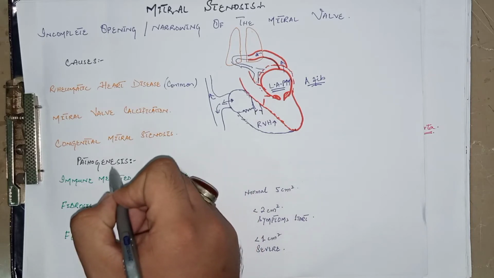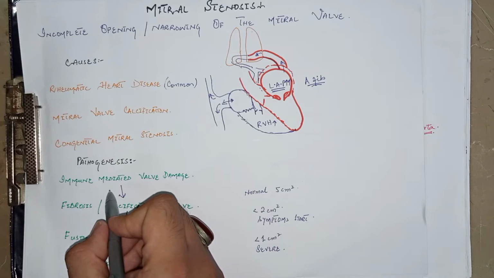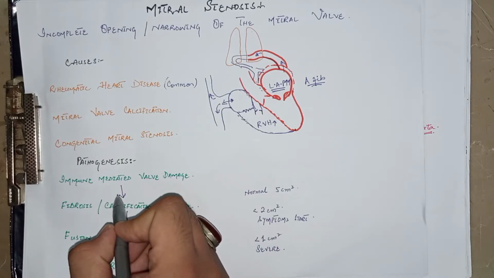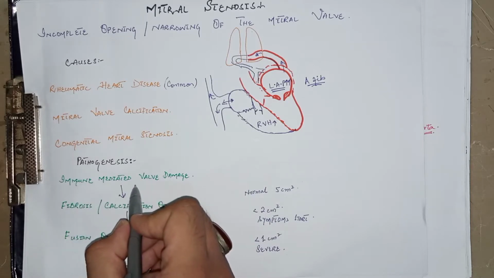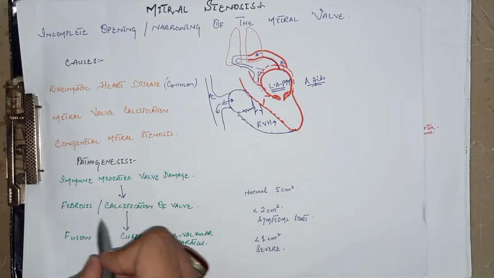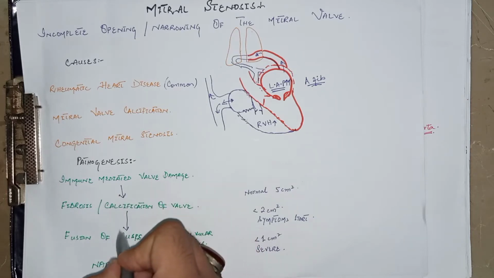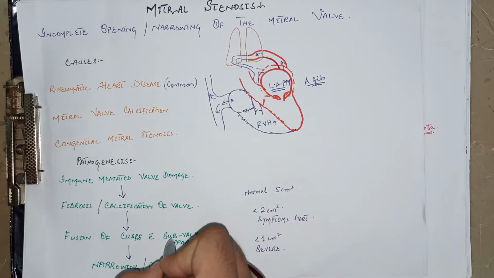Few words about the pathogenesis of mitral stenosis. First of all, when there is a streptococcal infection in the body, especially a pharyngeal infection, then antibodies are formed against the streptococcal antigen. Then immune mediated damage occurs in the valves, especially the mitral valve, which leads to fibrosis and calcification of the valve, and then fusion of the cusps of the valve with the subvalvular apparatus occurs, ultimately ending up with narrowing or stenosis of the mitral valve.